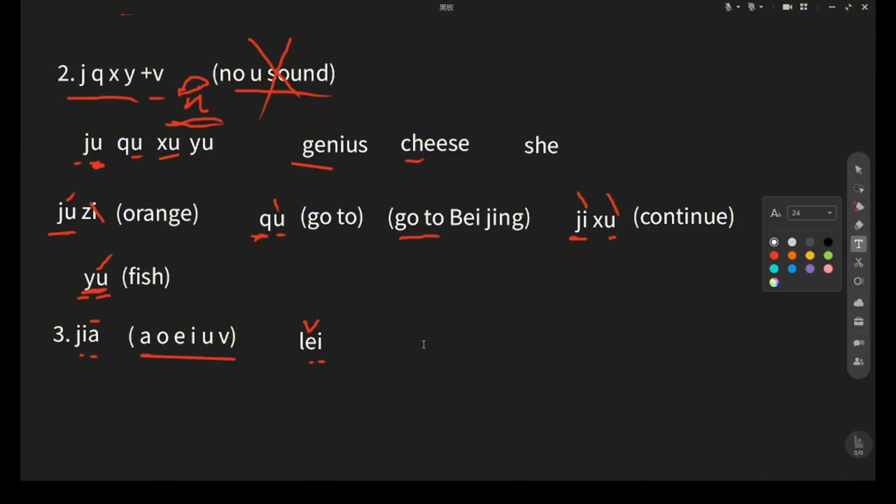Another example. I want to mark the flat tone, so on which one? U or R? R, yes, R is in front, right? But we have an exception. Exceptional, okay?